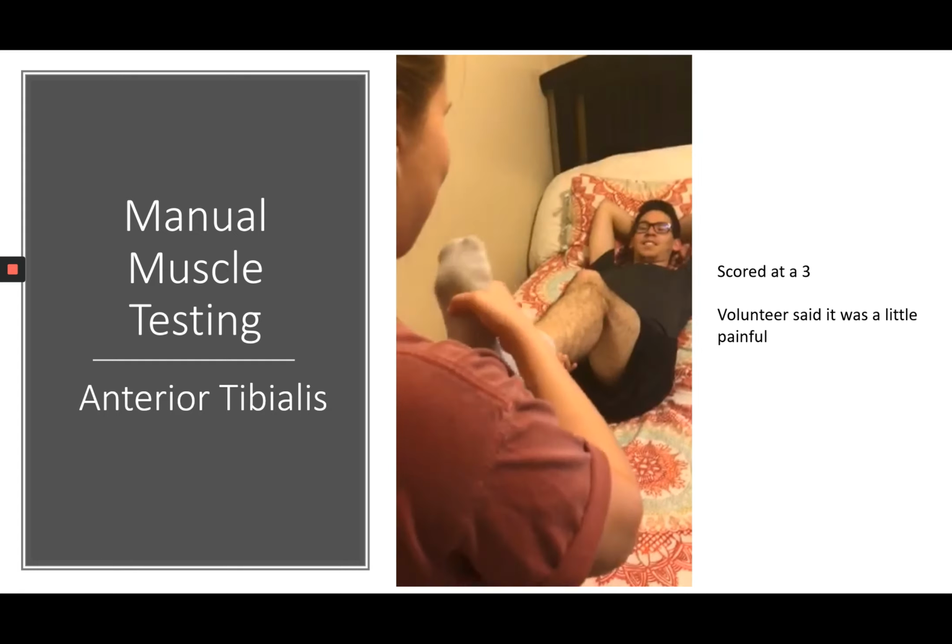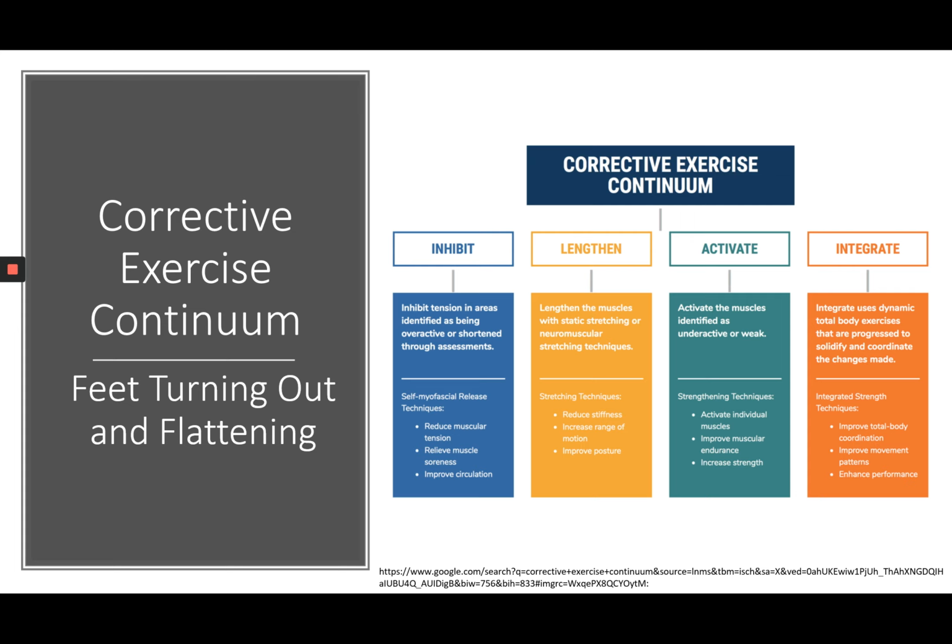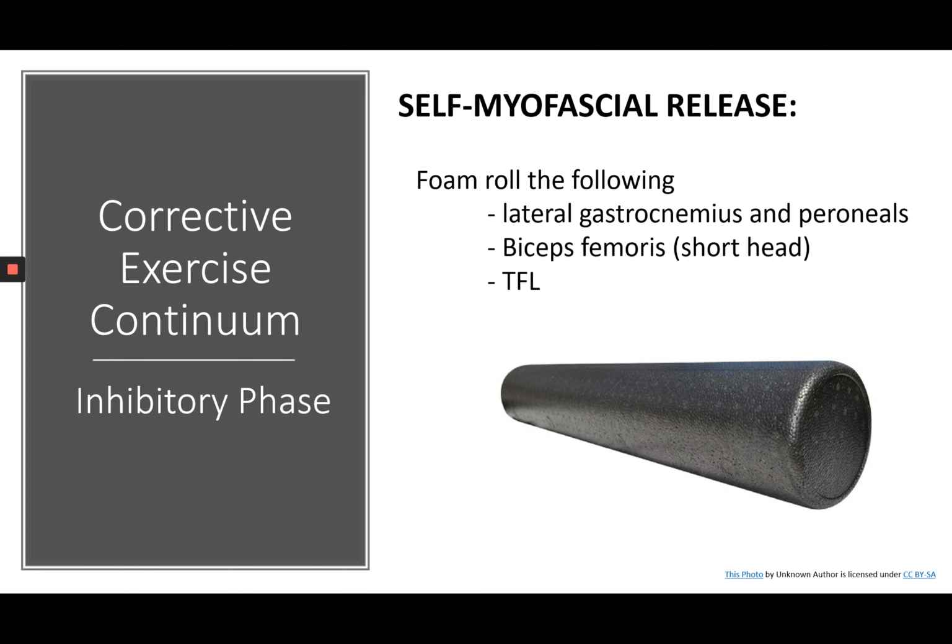So the corrective exercise continuum. Flat feet and feet turning out can cause shin splints, heel pain, plantar fasciitis, low back pain, and stress fractures in the foot and lower leg. So again, my client did break his tibia, so it's a good thing we're trying to fix these and ease his everyday life activities and volleyball. So the first step of this continuum is the inhibitory phase. This technique is self-myofascial release, which is usually done by foam rolling because it's accessible for everyone.